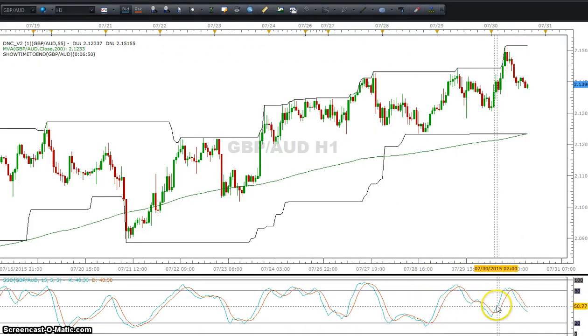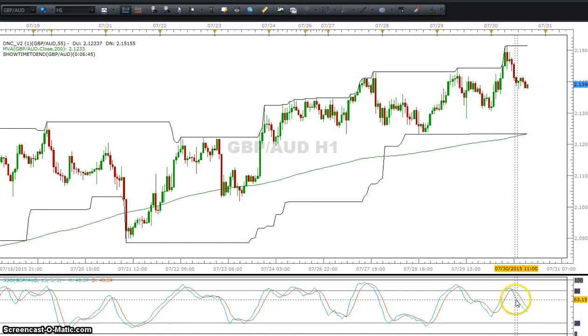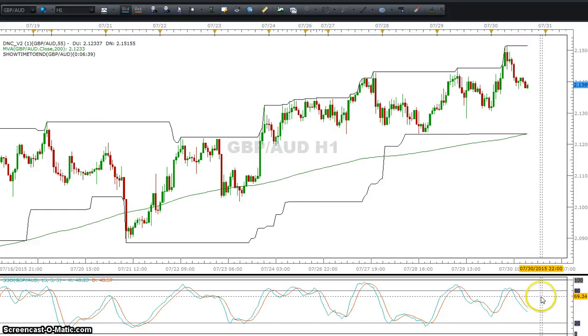We can take a look at slow stochastics here. It's still open to the downside, but notice how the fast line, the K line, is kind of bending a little bit. It's getting poised to roll over to the upside. Whether or not it does that is entirely up to this pair and the market. We have no control over that.